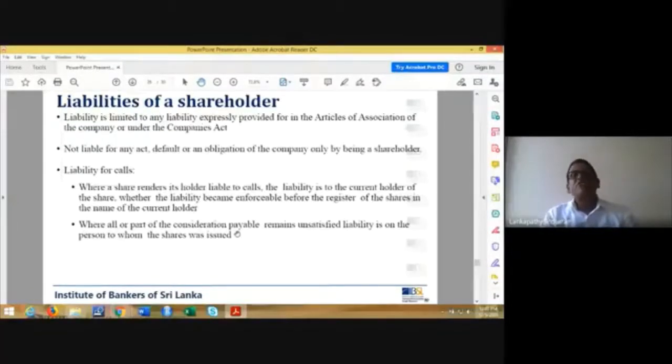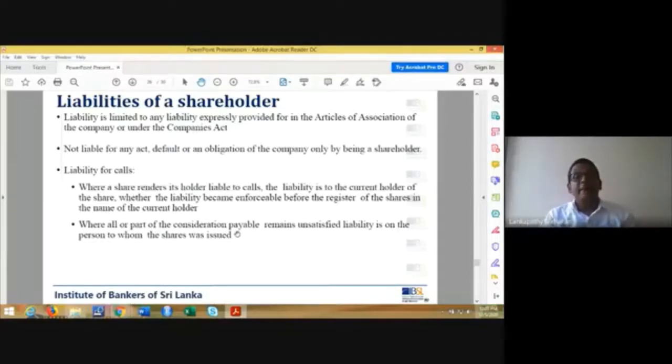And liabilities of a shareholder. The liability is limited to any liability expressly provided for in the articles of association of the company or under the Companies Act. Generally, this is what we have mentioned from the initial to now. The articles of association is the most important document, where it says what the liability of each shareholder is in the event of liquidation.